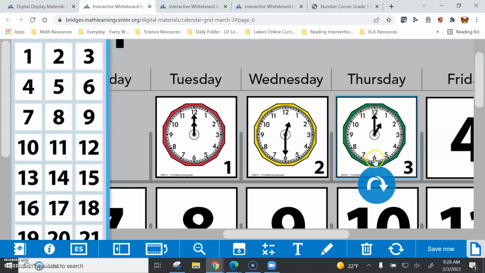Let's count and see how much time passed by to move from the 6 to the 12 with that big hand. So we count again. 5, 10, 15, 20, 25, 30. 30 minutes passed by from yesterday's clock until today's clock. Good job, All-Stars.